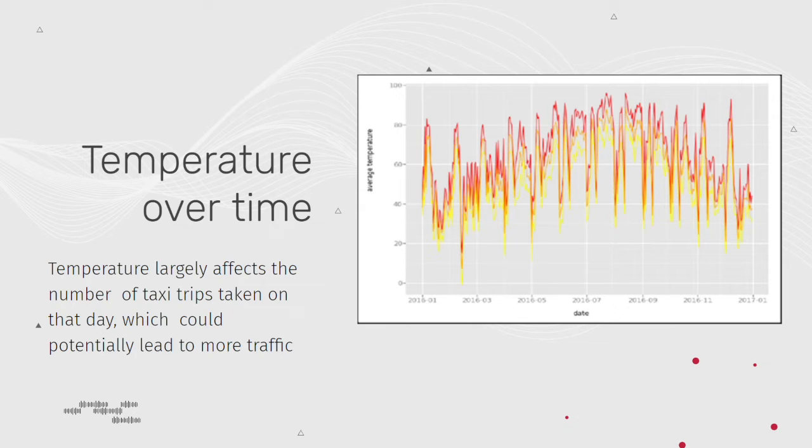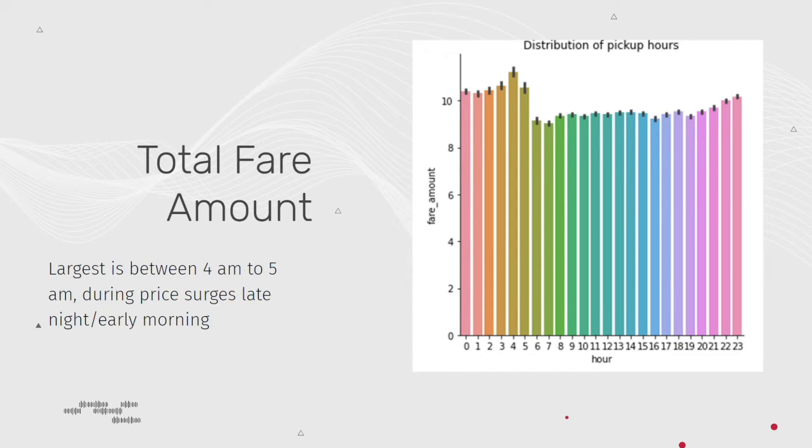We also used an external dataset, the New York weather dataset, to look at the temperature over time, as the temperature largely affects the number of taxi trips, which leads to more traffic. This could also happen with precipitation such as rain or hailstorm, all of which were incorporated into our dataset. The total fare amount compared to each hour of the day came to be largest between 4 and 5 a.m. The inference we can draw is that the price probably surges late in the night or early in the morning.